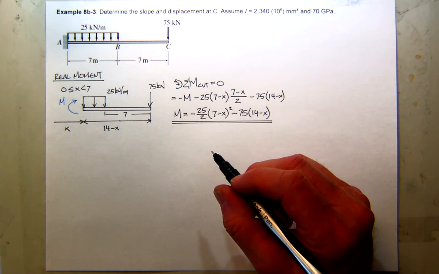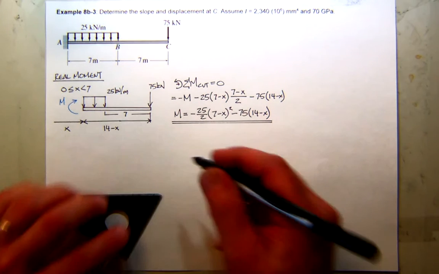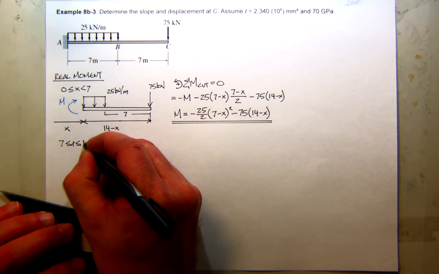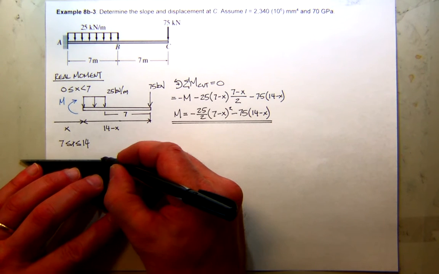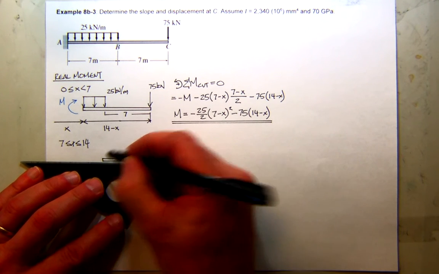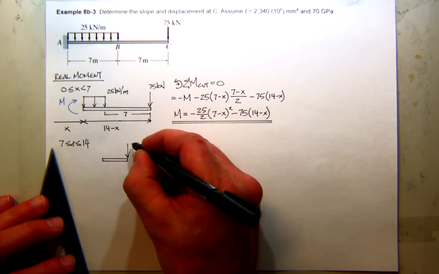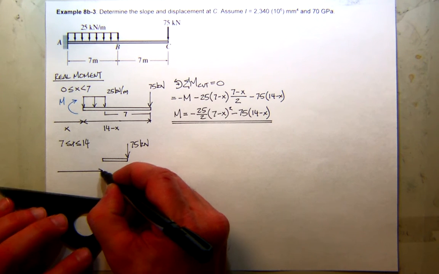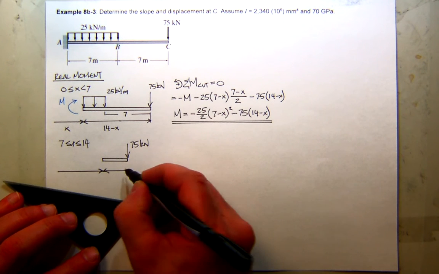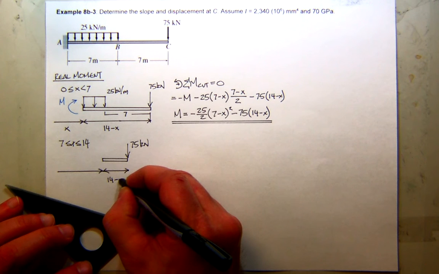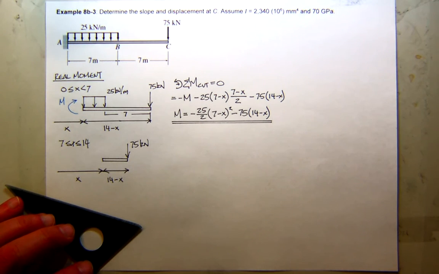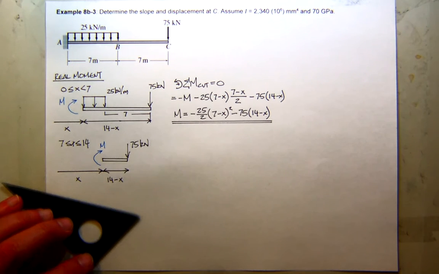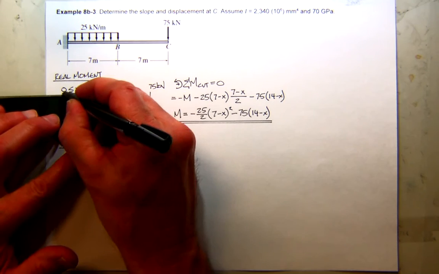Now what else do we need to do? We need to go from 7 to 14. In that case, I'm just going to cut the little free end off. That would have 75 kilonewton force. So our x comes up to the cut, and the remaining piece would be 14 minus x. And then we would have the internal moment. I probably should have underlined those so that you can see and they stand out a little better.